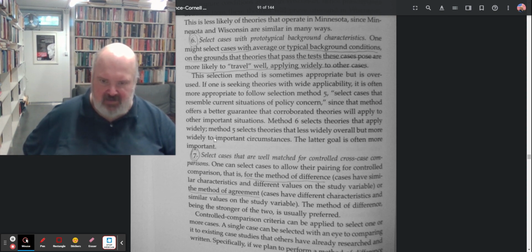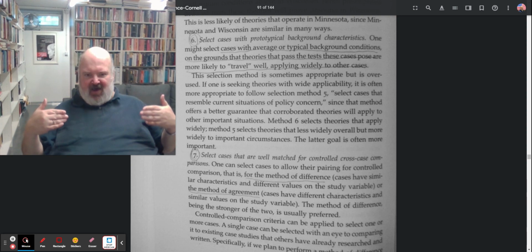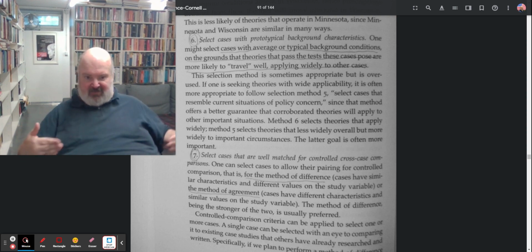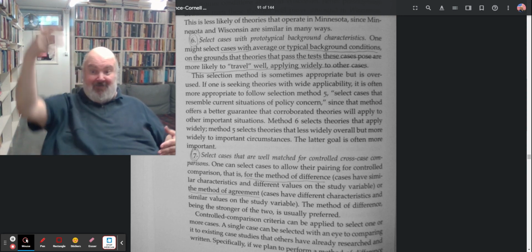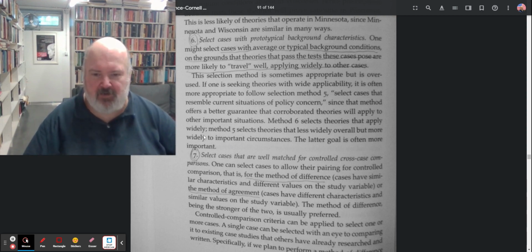So selection 5 is better than selection 6. Method 6 selects theories applying widely. Method 5 selects less widely, but overall more widely important to important circumstances. So this is interesting, but 5 is a better model to use, because the situation would be similar.